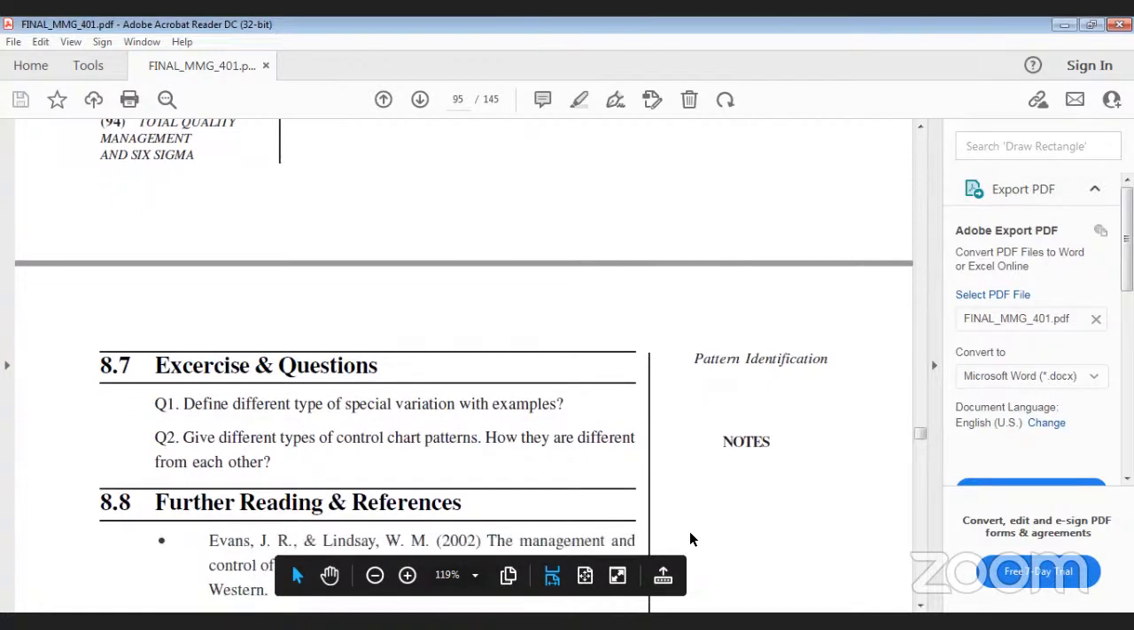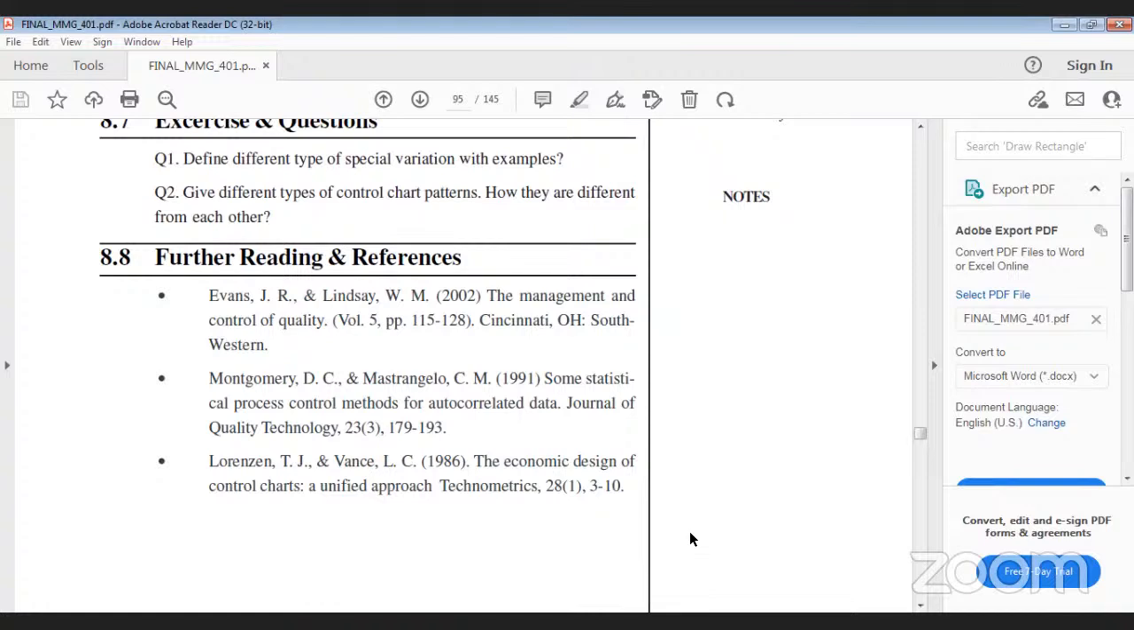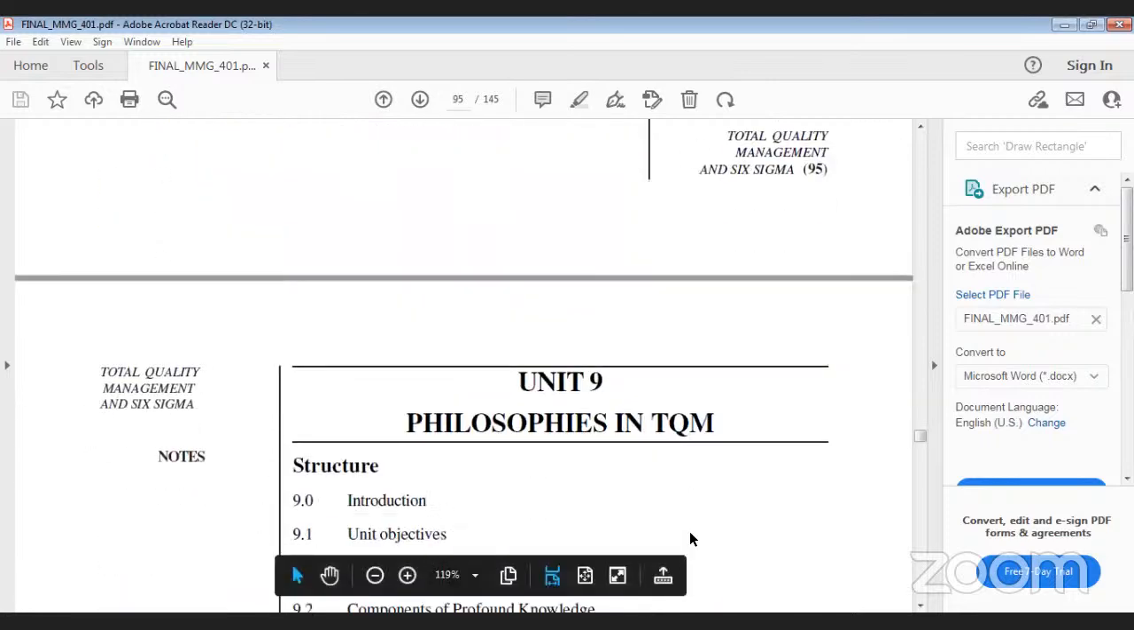There is also further reading for you. Lindsay, the management and control of quality. Then Montgomery, D.C., who has given the Journal of Quality Technology. Then Lawrence T.J., who has economic design and flowchart. And these are the further reading or references here. Then you will find that unit number 9 is here.